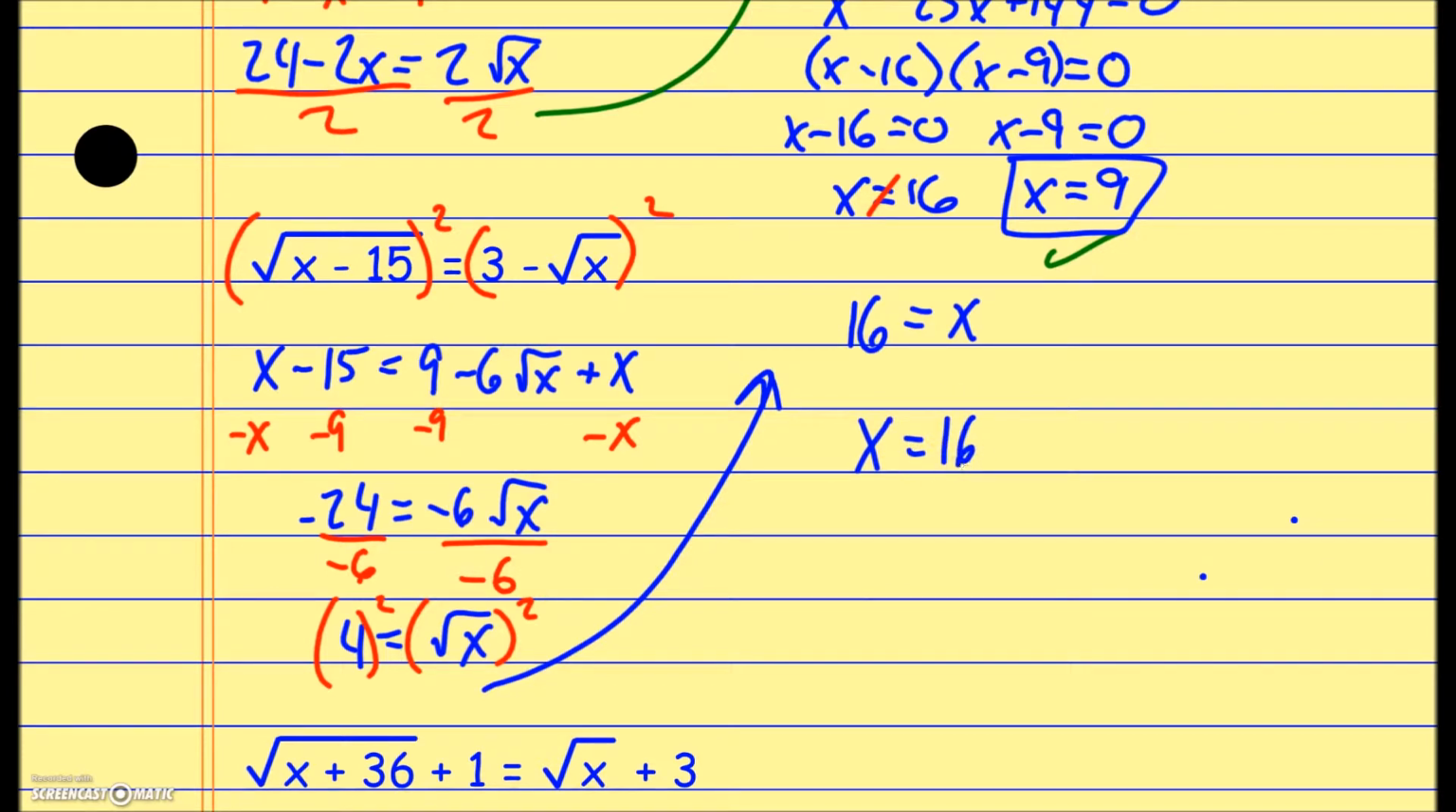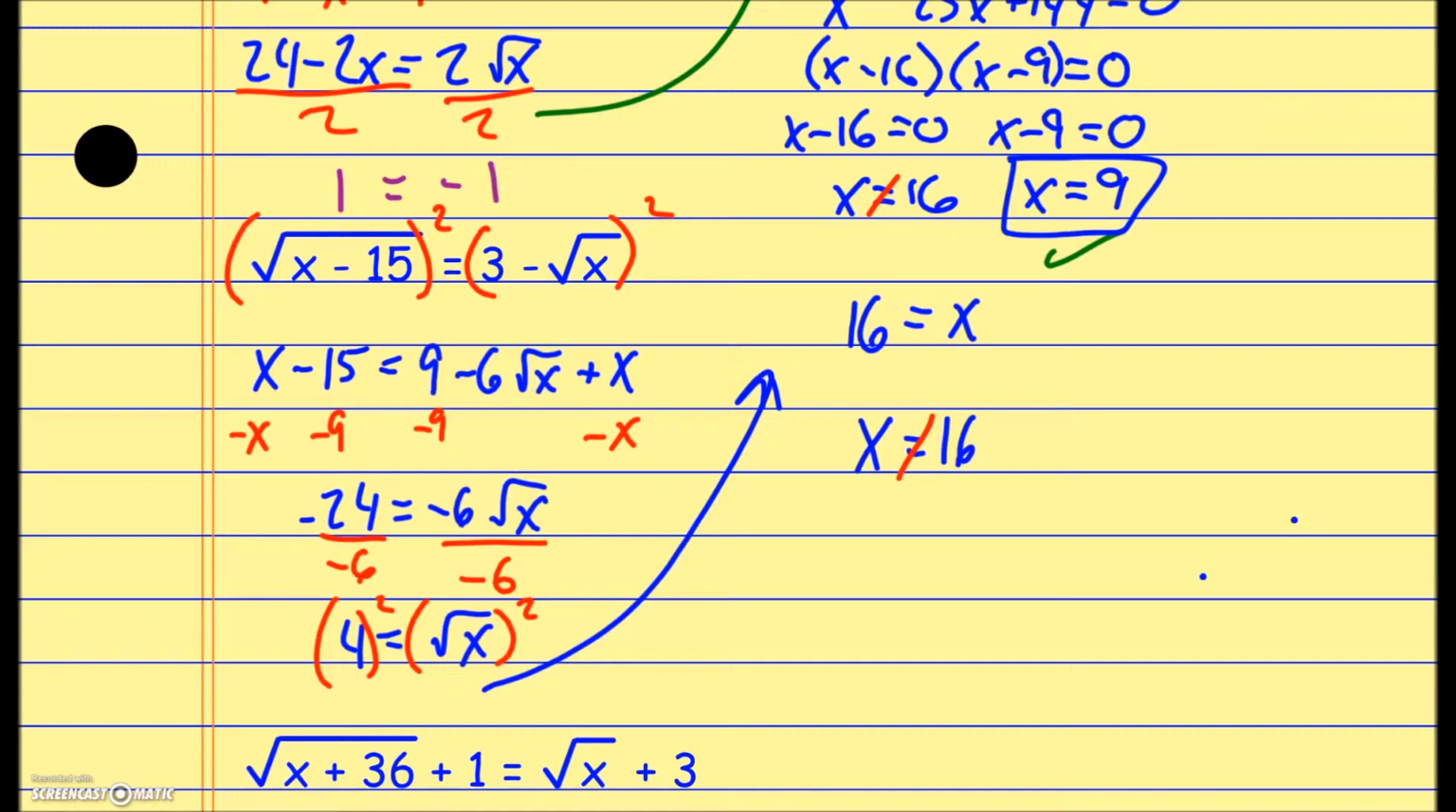So I plug the 16 in. Over here I have 16 minus 15, which is 1. Square root of 1 is 1, so I get a 1 over here. On the other side, I get 3 minus the square root of 16. Well, that's 3 minus 4, which is negative 1. And so I find out that 16 does not work, so it's an extraneous solution.